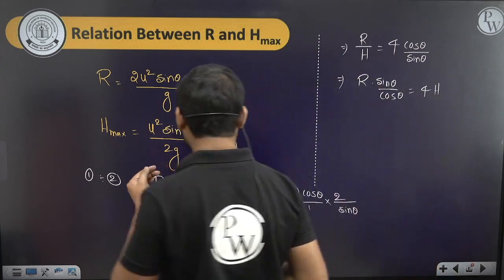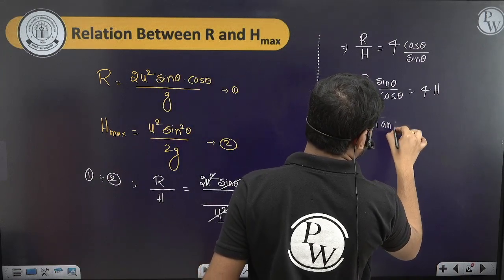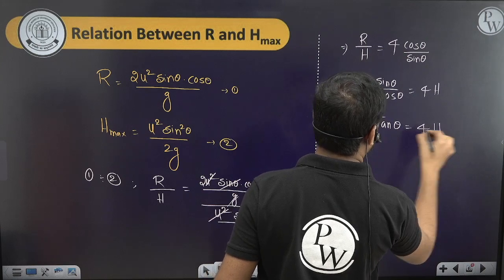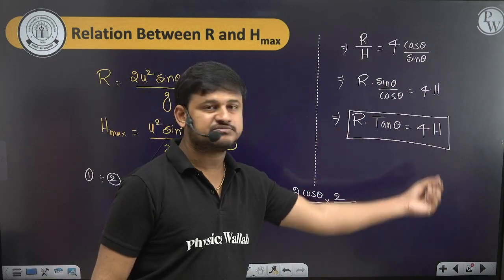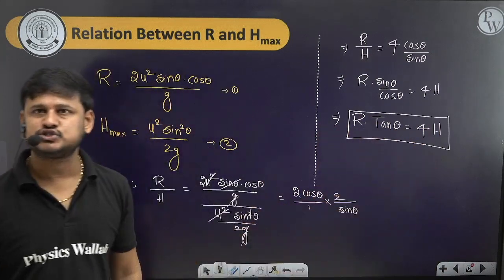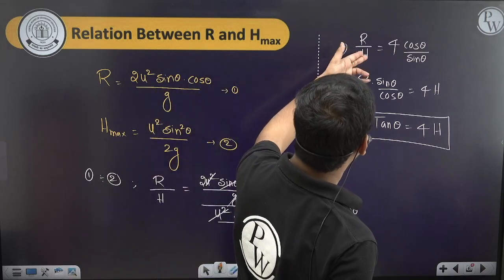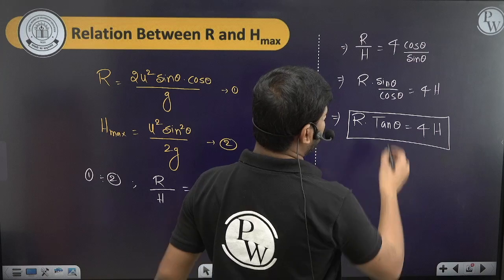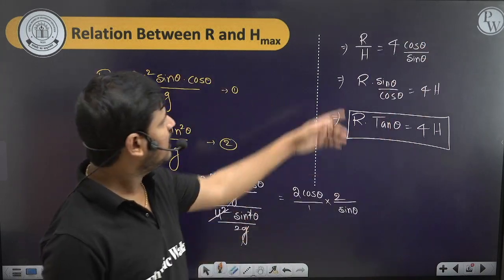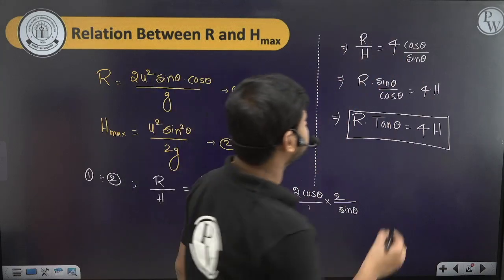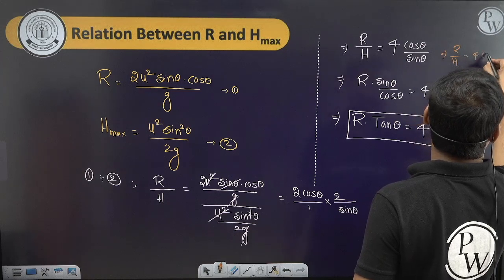So now from here I can write r tan theta is equal to 4h. So this is a relation between the range and maximum height, where r tan theta is equal to 4h, guys. Or else if you want, you can write it this way also: r by h is equal to 4 cot theta, r is equal to 4h cot theta. So r by h is equal to 4 cot theta, this also you can write.